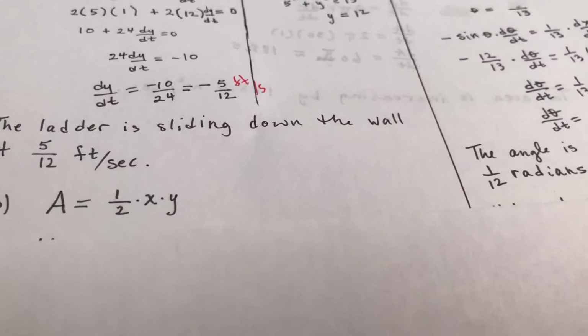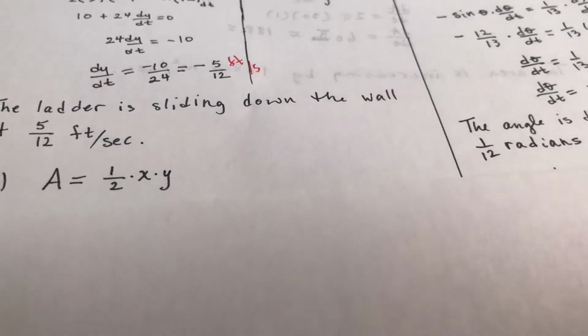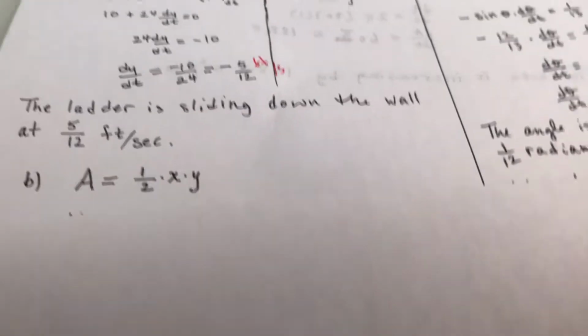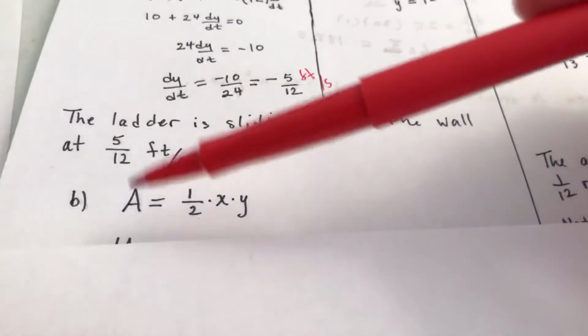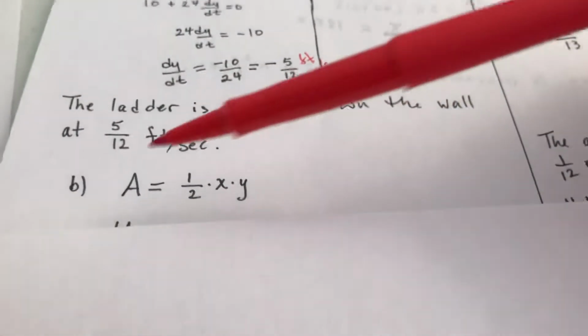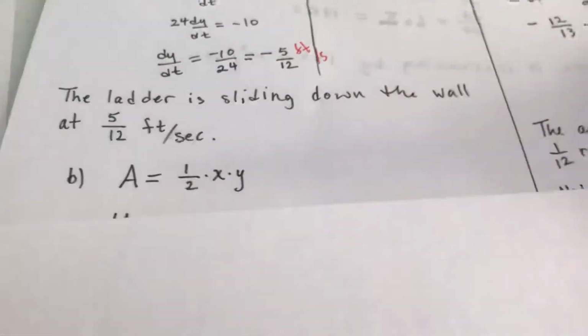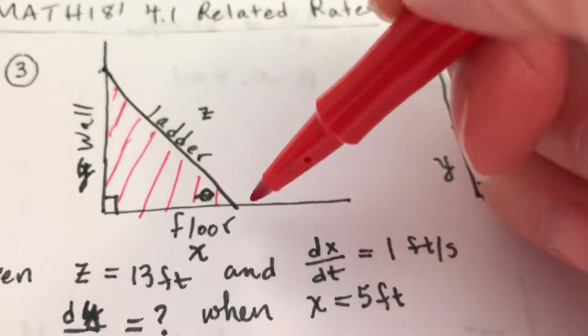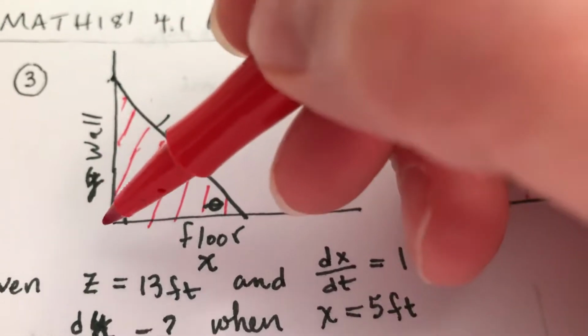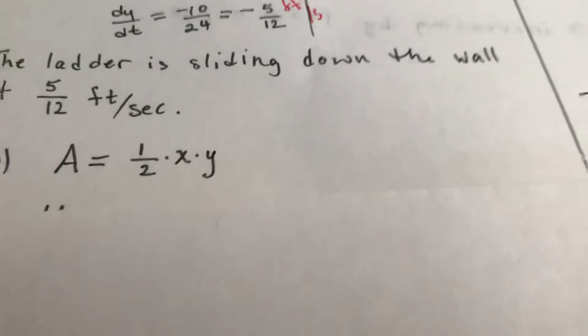All right, I'm ready for B. It's asking the rate of change of the area. And remember that the area is 1/2 the base times the height. So if I look at my triangle, my base is x, my height is y. So my area is going to be 1/2 x times y.